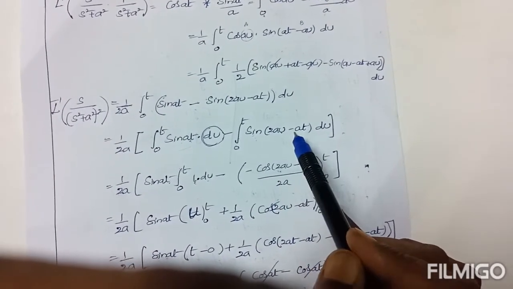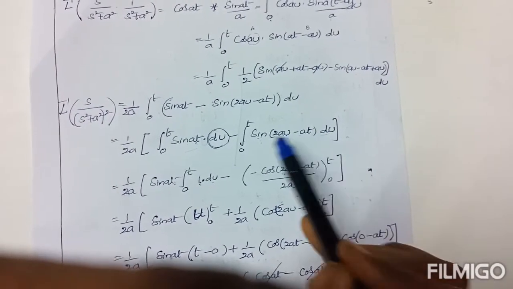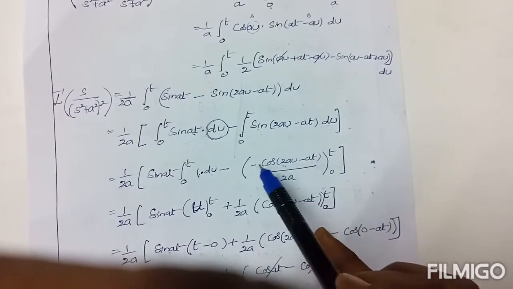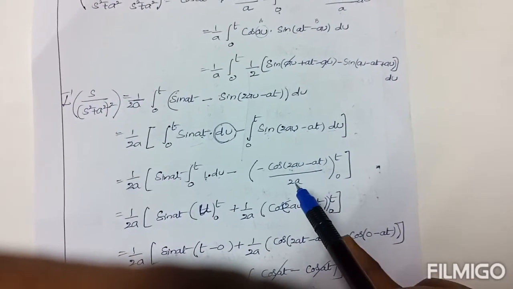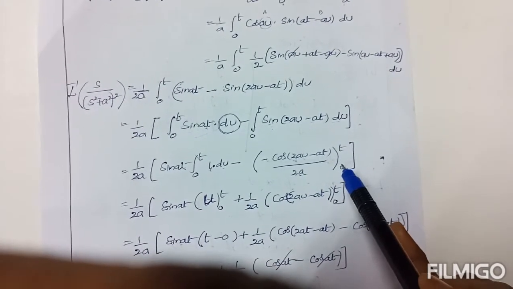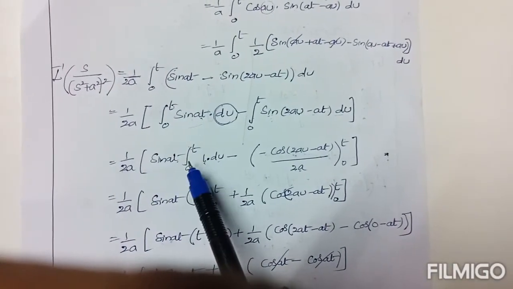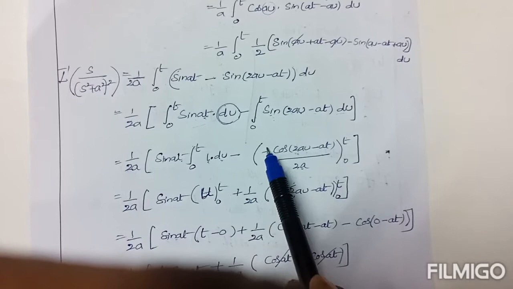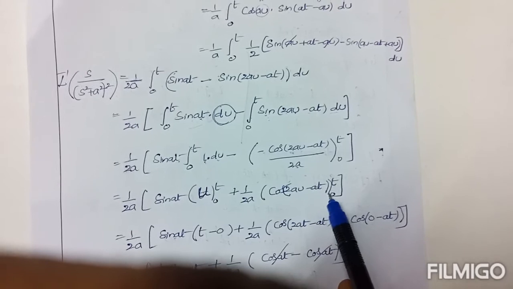So we can integrate this one as per the sin at formula. Integration with respect to which variable? U. So that sin at, here 2au. Integral of sin at is minus cos of 2au minus at, and the multiple of u is here 2a, so divided by 2a. After completion of integration, limits are 0 to t. Next, 1 by 2a sin at, integration of 1 with respect to u is u, 0 to t. Minus to minus plus, 1 by 2a cos of 2au minus at, 0 to t.